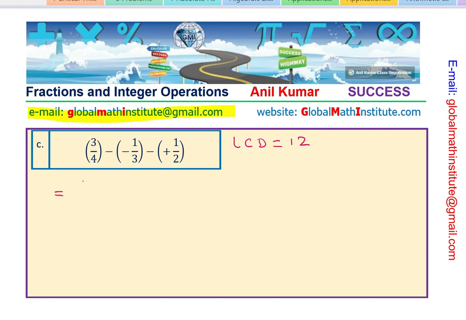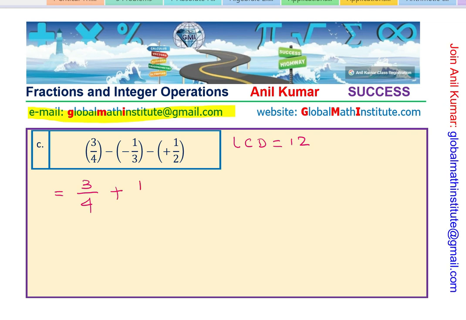We have 3 by 4. Minus and minus is plus 1 over 3. Minus times plus, opposite sign, gives you negative half. Common denominator being 12. To make 3 by 4 with denominator of 12, I have to multiply by 3, right? So I get 9 on the top. Here we have to multiply by 4.